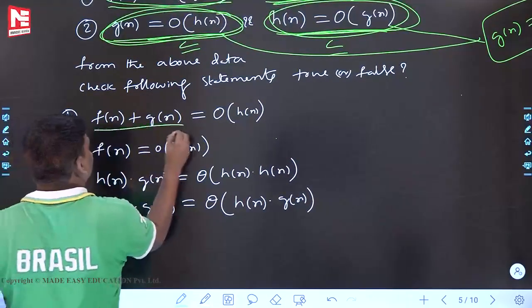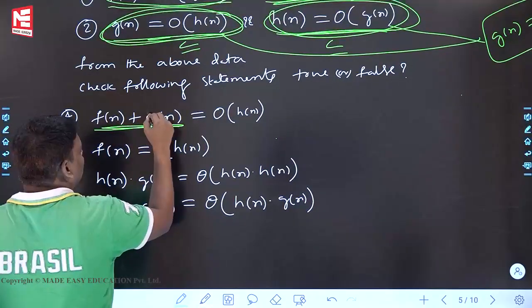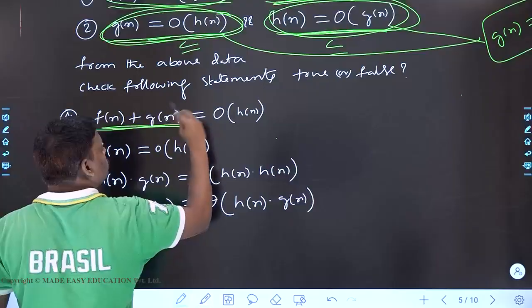Can you help me now? F of n plus g of n, which is bigger? G of n is bigger. So f of n plus g of n is big O of h of n. Everyone knows g of n and h of n are equal.